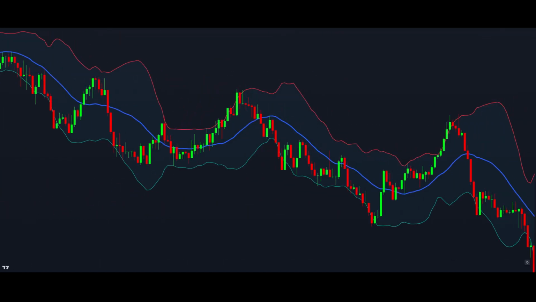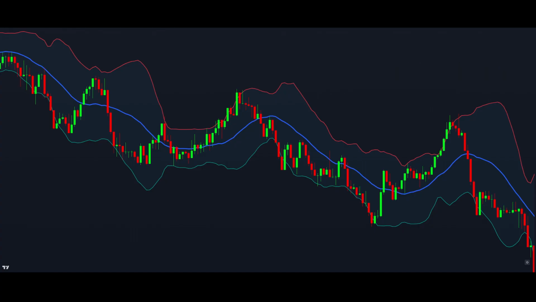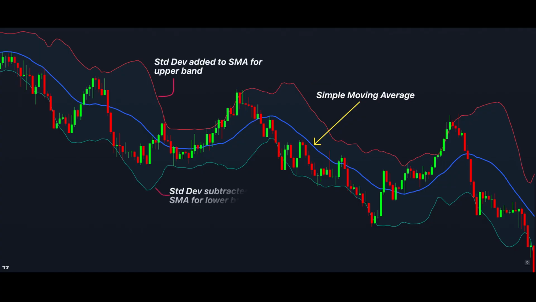Okay, now that we have an impressive smoothing filter, how is it possible to replace Keltner Channels and Bollinger Bands, and how do we use it? Let's talk about Bollinger Bands first. The idea behind Bollinger Bands is very simple. Basically, we take a moving average and use it as a basis to create an upper and lower band. This is accomplished by taking the standard deviation of the price and then adding it to the basis moving average for the upper band and subtracting it from the moving average for the lower band.